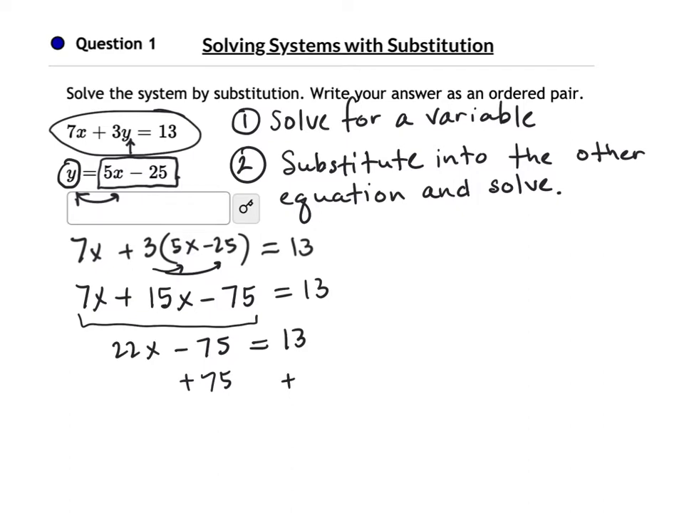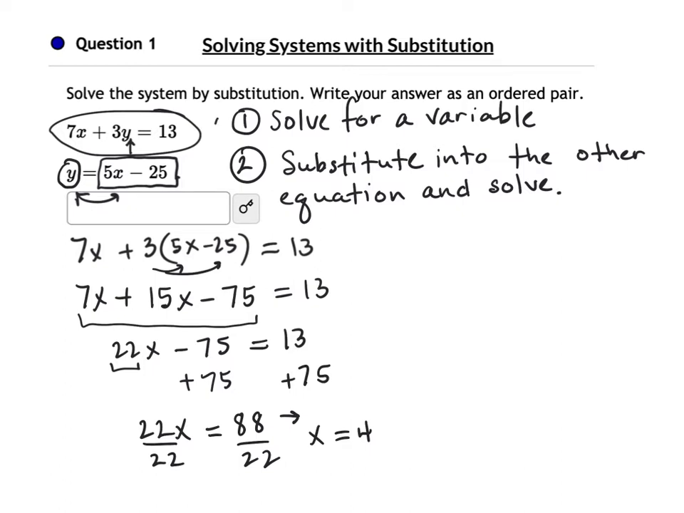The last thing we're going to do is get rid of that coefficient. That's the last thing when we solve an equation. This is 22x equals 88. We'll divide both sides by 22, and I see that x equals 4. Now I only have half of the ordered pair. I know that where the two lines intersect, x would be 4. So what I have to do is substitute again.